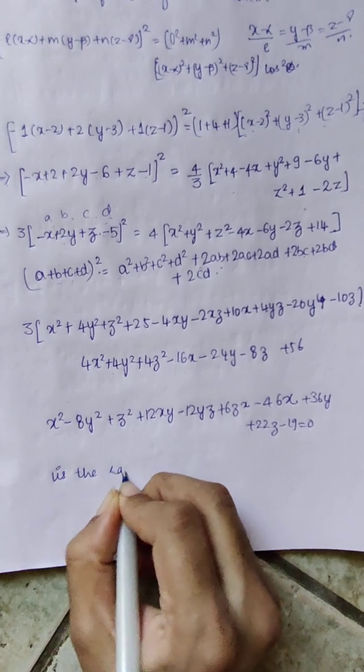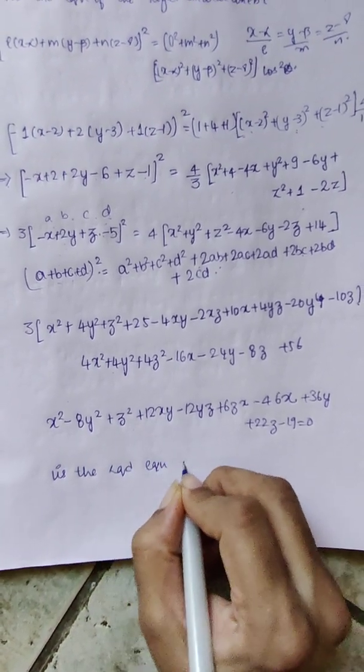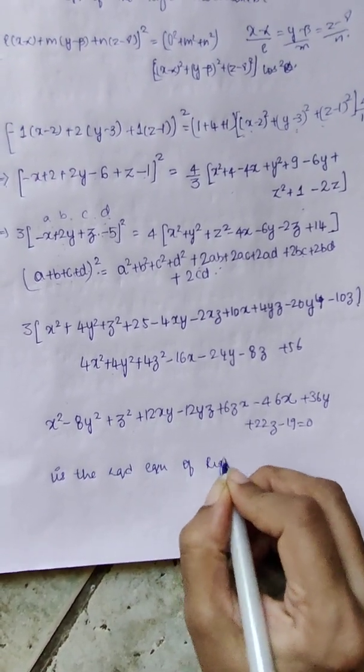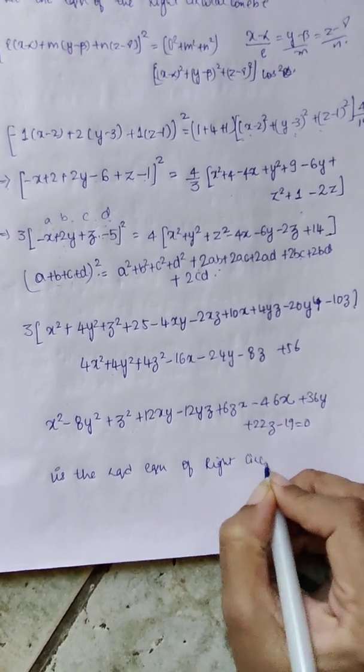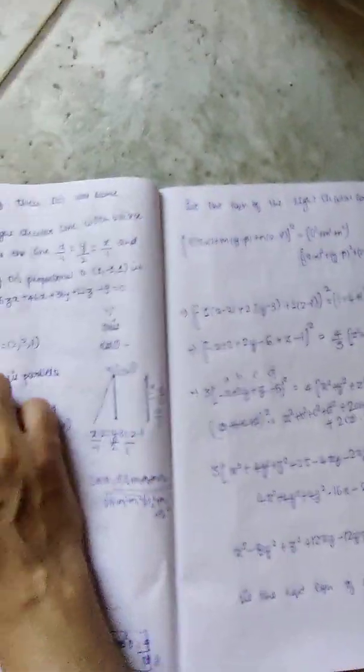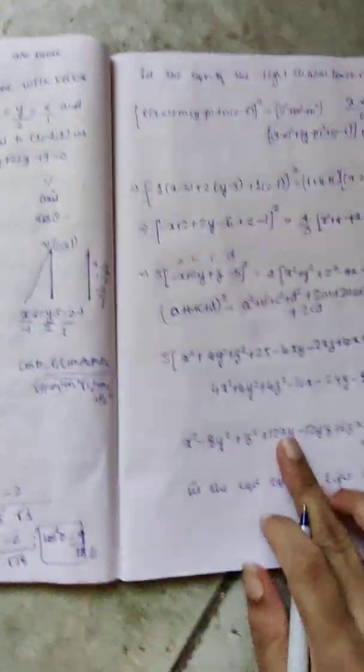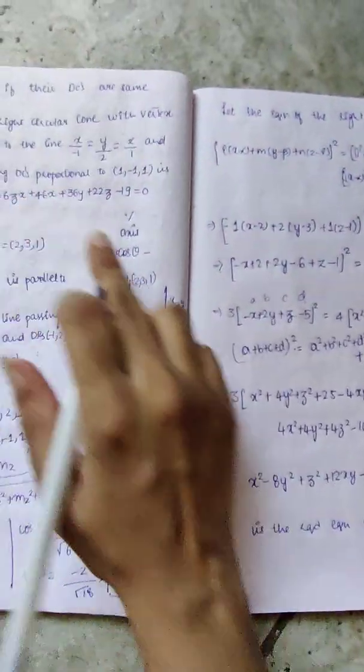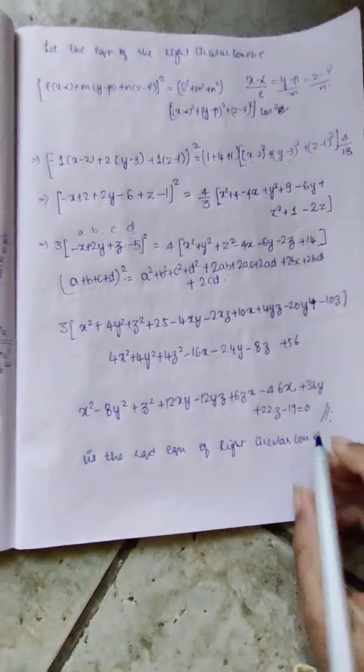This is the required equation of the right circular cone. So I have to show that. That means the last equation I get should tally with this one. If you compare, it's going to be the same. Hence, we have proved.